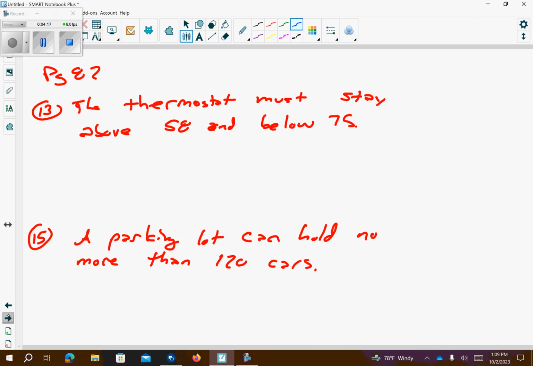Then I just want to go over a couple of these word problems that are on page 82. These weren't due today, we had already worked them. It says this thermostat must stay above 58 and below 75. So 58 to 75. So above 58, soft bracket, below 75, soft bracket. If I wanted to write the inequality, it's just going to be this, done.